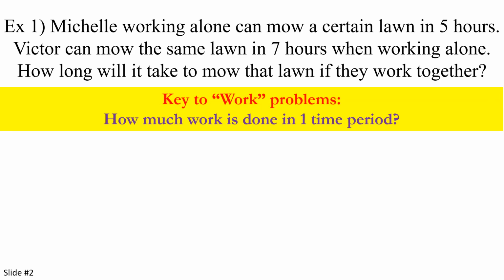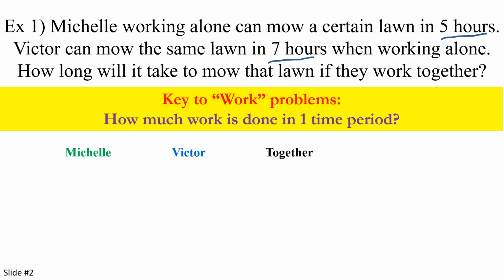The key to work problems is how much work is done in one time period. Well, in this case, the time period is hours. So we've got 5 hours and 7 hours. So Michelle and Victor, and then together. That's how we need to think about this. Michelle by herself takes 5 hours.